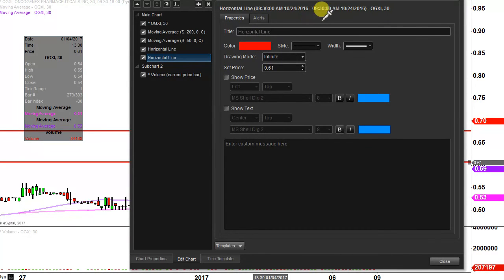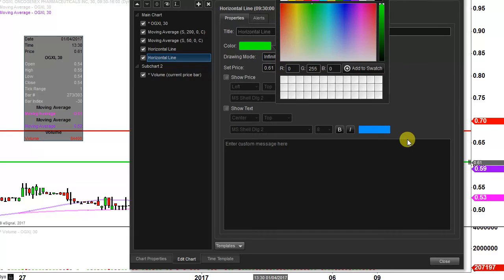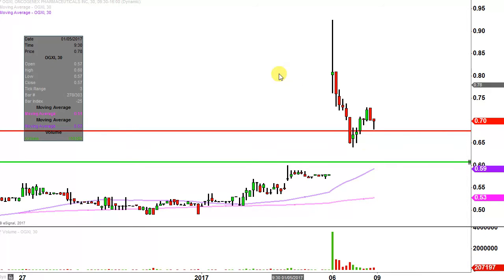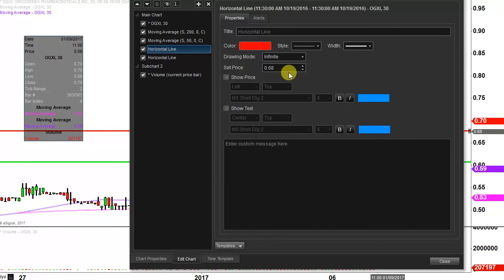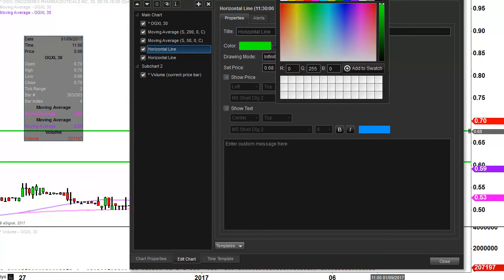So the first area, and maybe some of you remember the last time I did this video and remember me talking about 60 cents as resistance, but now this would be considered an area of support that the price is above. And same with right here at 68 cents was a level of resistance, but now the price is above it, would be considered an area of support.